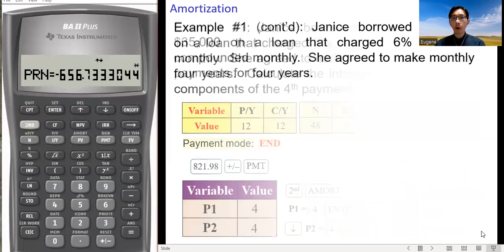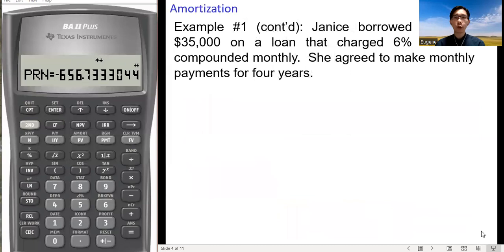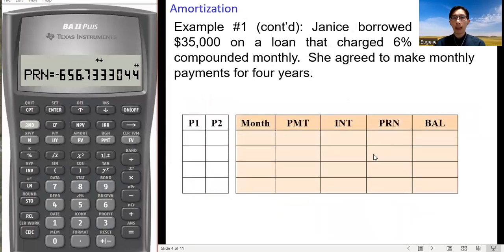For amortization problems, we are interested in the amortization schedule. The payment number here, I use the month. The next is the PMT column, the payment amount. The interest portion, INT column. The principal repay, the PRN, and the outstanding balance, BAL.